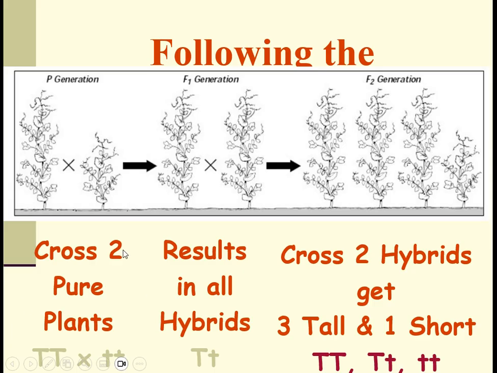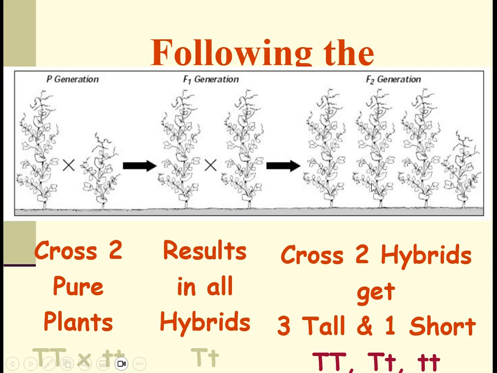So we took two pure plants. What is pure? That is a homozygous trait, that is, both the characters will be the same. Both will be capital T, and the other plant will be small t. And he got capital T and small t.